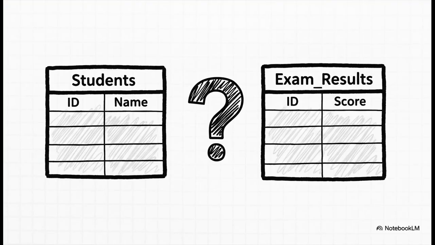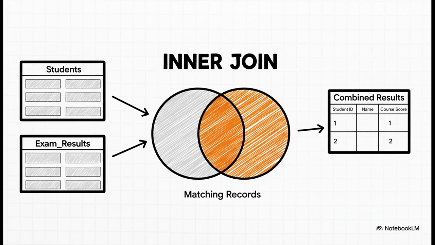Just as an example, imagine you have one table with all your student info, names, student IDs, that kind of thing. And then you have a totally separate table with just exam results, student ID and their score. So, how do you connect a student's name to their score? Well, the most common way is with an inner join.